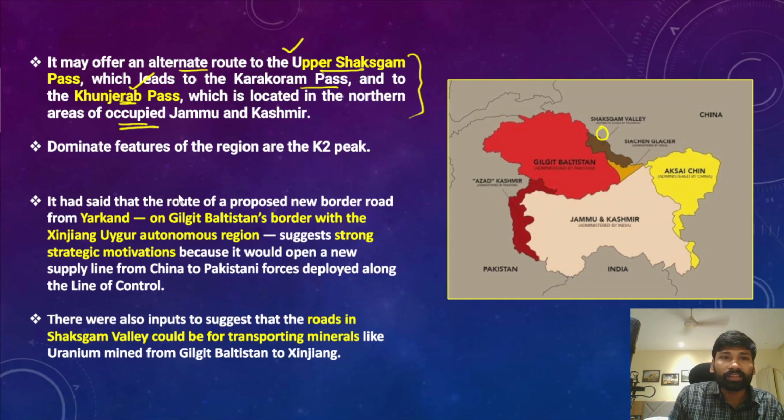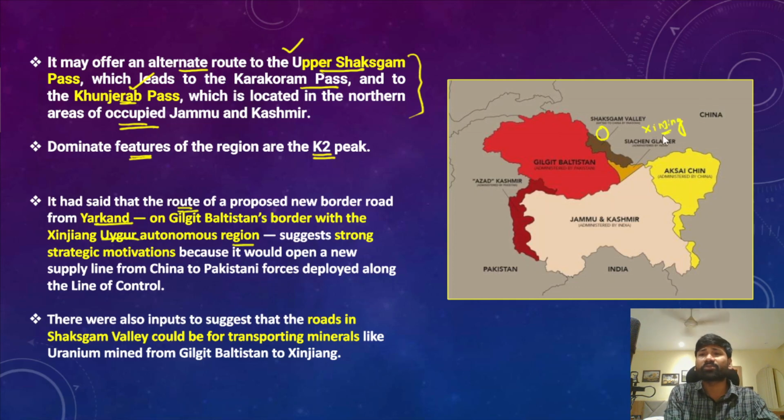In fact, the dominant features of this Shaksgam Valley and the surrounding region are the K2 peak and also a lot of mountains and glaciers. According to experts, the proposed route proposes a new border from Yarkand on the Gilgit-Baltistan border with the Xinjiang Uyghur Autonomous Region. This is the region which is known as the Xinjiang Uyghur Autonomous Region.